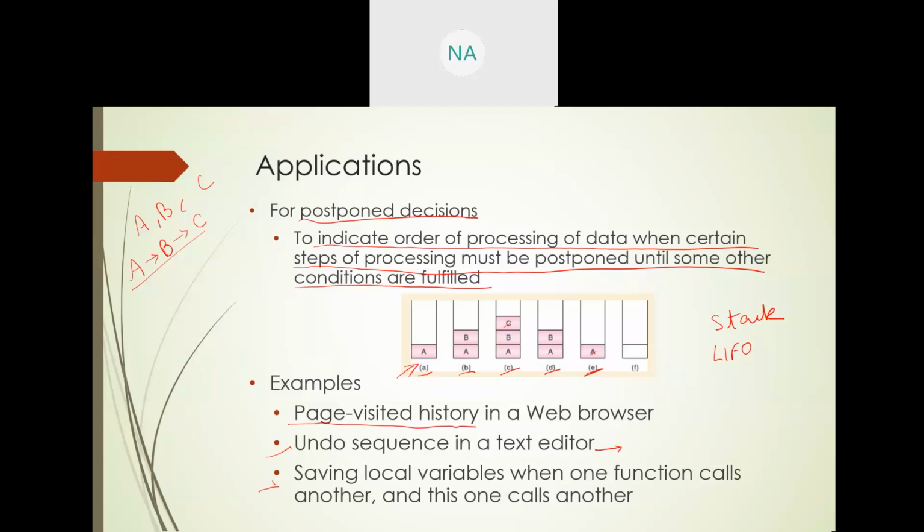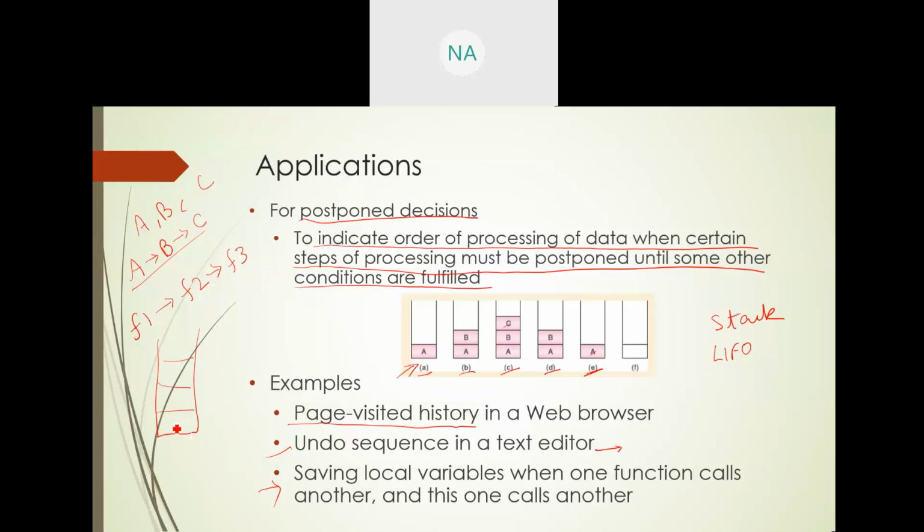Okay, saving local variables when one function calls another. For example, say there is a function f1 and f1 calls function f2 and f2 calls function f3, right? So function f1 is calling f2. So f1 cannot complete its execution until f2 is finished because f1 has called f2, and f2 is calling f3. Likewise, f2 cannot finish its execution until f3 is free. So you can store these in the stack.